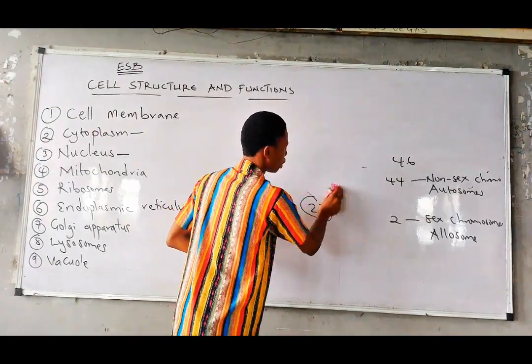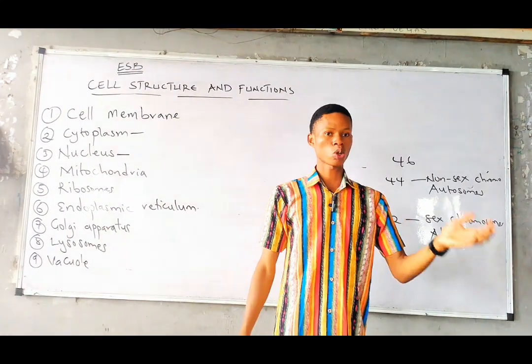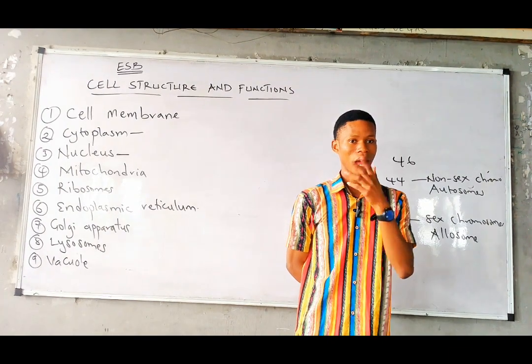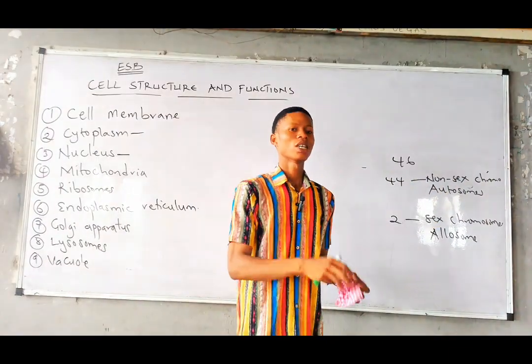Okay, so I said out of the 46 chromosomes, how many are sex chromosomes? 2, right? If you don't call it sex chromosome, what do you call it? Allosomes. If you don't call it non-sex chromosome, you call it what? Autosomes.